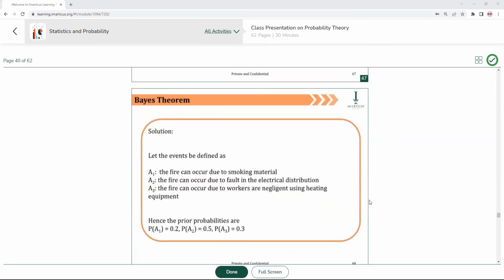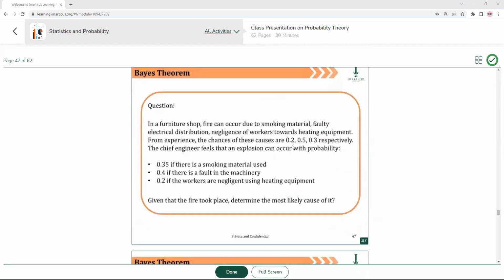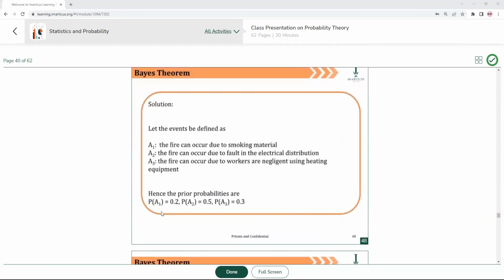Now, let us see. So you're saying A1, A2 and A3: fire can occur due to smoking material, can occur due to electrical, and can occur due to this. So ये हमने इन तीनों को अलग-अलग A1, A2, A3 ले लिया. This is what we have done. 0.2, 0.5, 0.3.